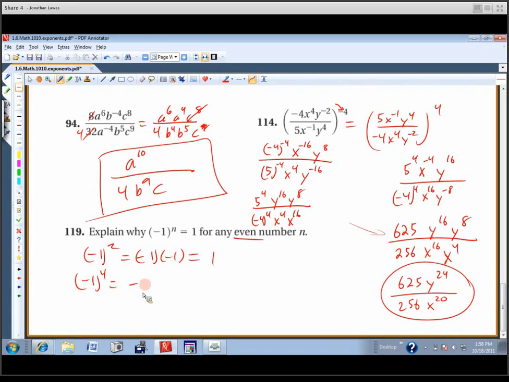Well, let's try another one. Most convenient one would be a 4. So that's going to be 4 of these, right? 4 negatives makes a positive, and 4 ones, still a 1. Okay, so explain why negative 1 to the n equals positive 1 for any even number n. And it would be because you have an even number of negatives.